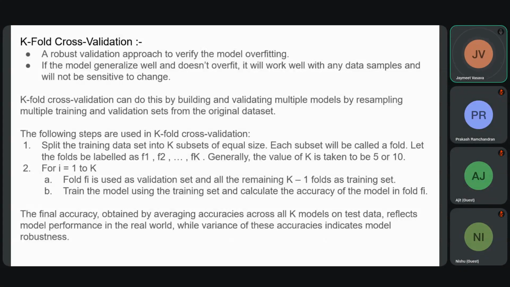So basically what we are doing is having a data set and dividing it into 10 equal folds, if we have taken the value of k equals 10. Then using k minus 1, which means 9 folds, for training and 1 fold for the validation set, we train the model using the training set and calculate the accuracy of the model on fi. The final accuracy obtained by averaging accuracies across all k models on test data reflects the model performance in the real world, while the variance of these accuracies indicates model robustness.